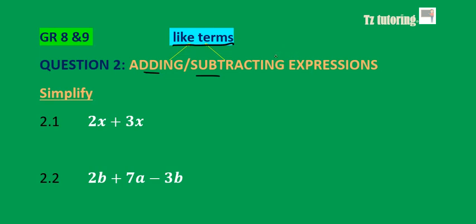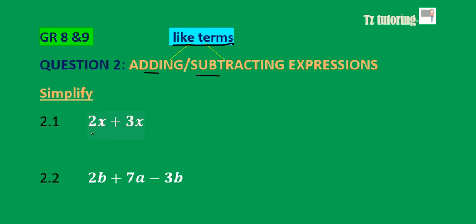Like terms means they have the same variable or letter. If they have the same letter, then you can add them or subtract them. But if they do not have like terms, in other words, if they do not have the same letter, you may not add or subtract them.